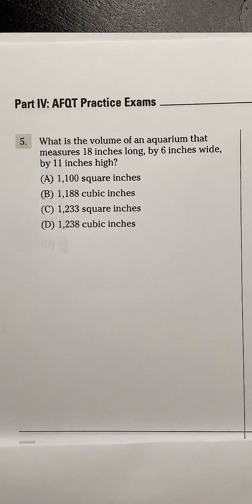So now if we take a look at number 5, I'm seeing a lot of people are saying B's. So it says, what is the volume of an aquarium that measures 16 inches long by 16 inches wide by 11 inches high? Is it A, 1,100 square inches? Is it B, 1,188 cubic inches? Is it C, 1,233 squared inches? Or is it D, 1,238 cubic inches?